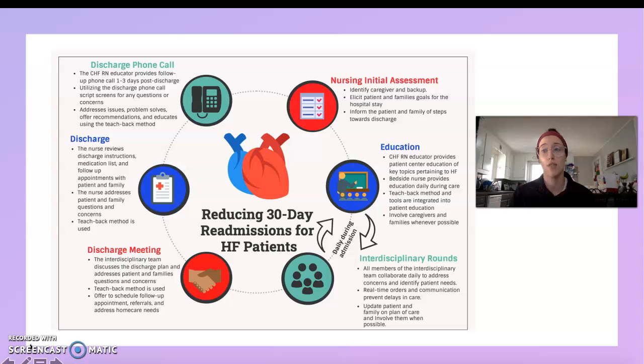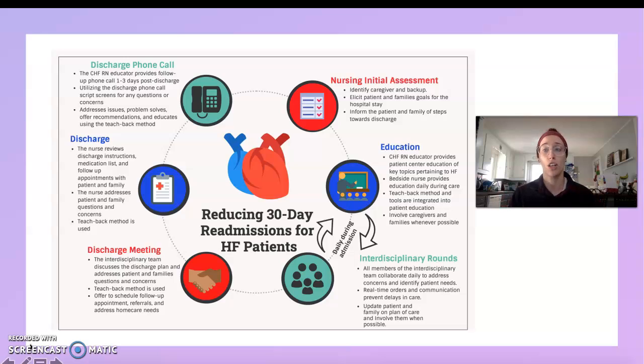At the conclusion of these rounds, the provider and the bedside nurse will go into the patient's room, ideally the family being there as well, and update the patient and family on the plan of care and the steps towards discharge. If the family isn't there, then the bedside nurse can always call the family to give them an update, or when the family calls in for that day, the nurse can provide the update then. These interdisciplinary rounds are essential because they incorporate, like I said, all disciplines.